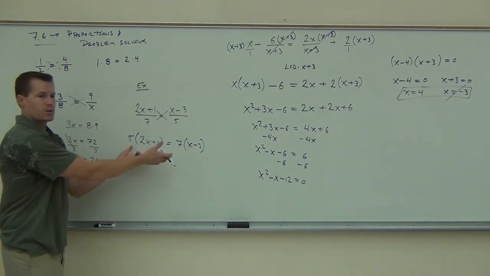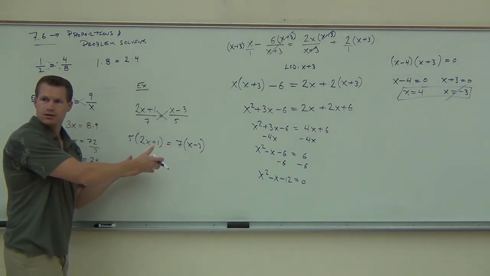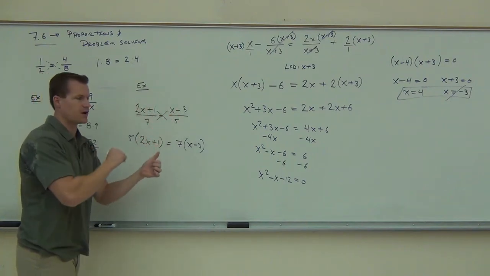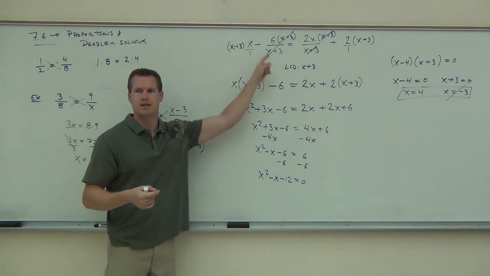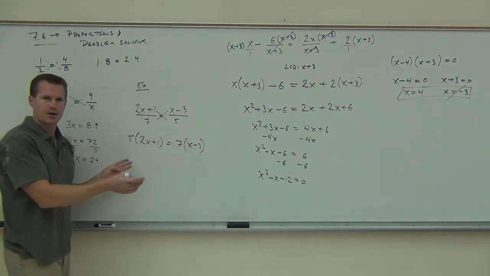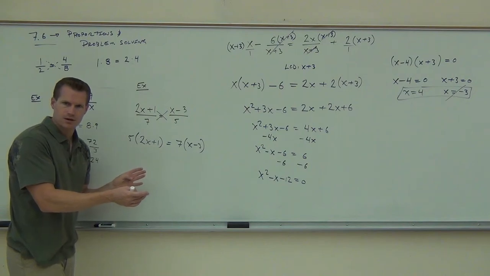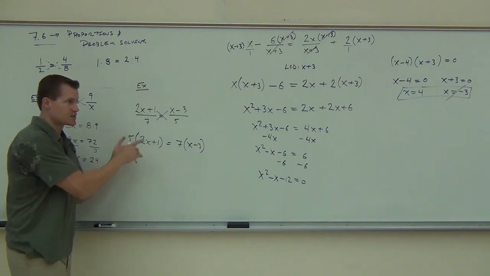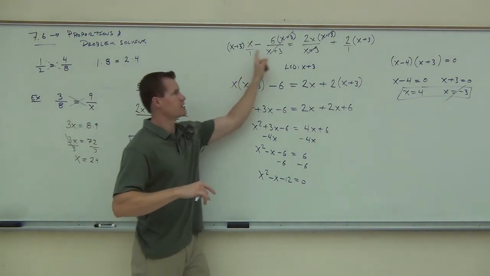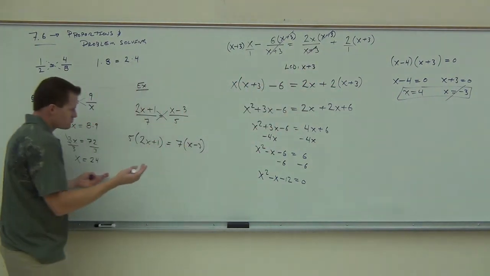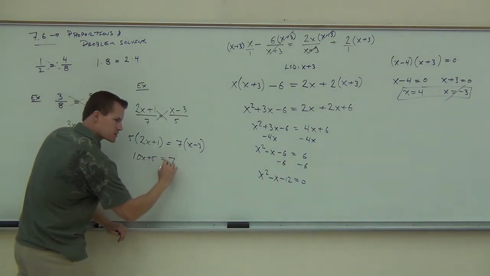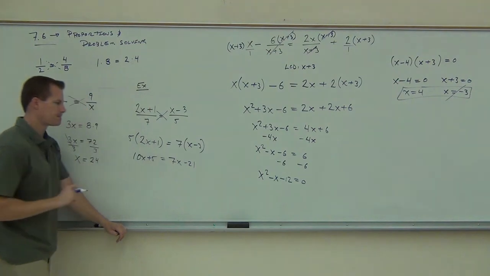But now, look, we didn't have to find an LCD, did we? You could have done it that way. You could have found 35, multiplied both sides by 35, simplified it, and then distributed just like you did here. But this makes it a little quicker because you don't even have to think about LCD. It's kind of nice, right? Does this work here? You can't cross multiply because you're forgetting about these things. But here, no problem. We'll distribute: 10x plus 5 equals 7x minus 21.